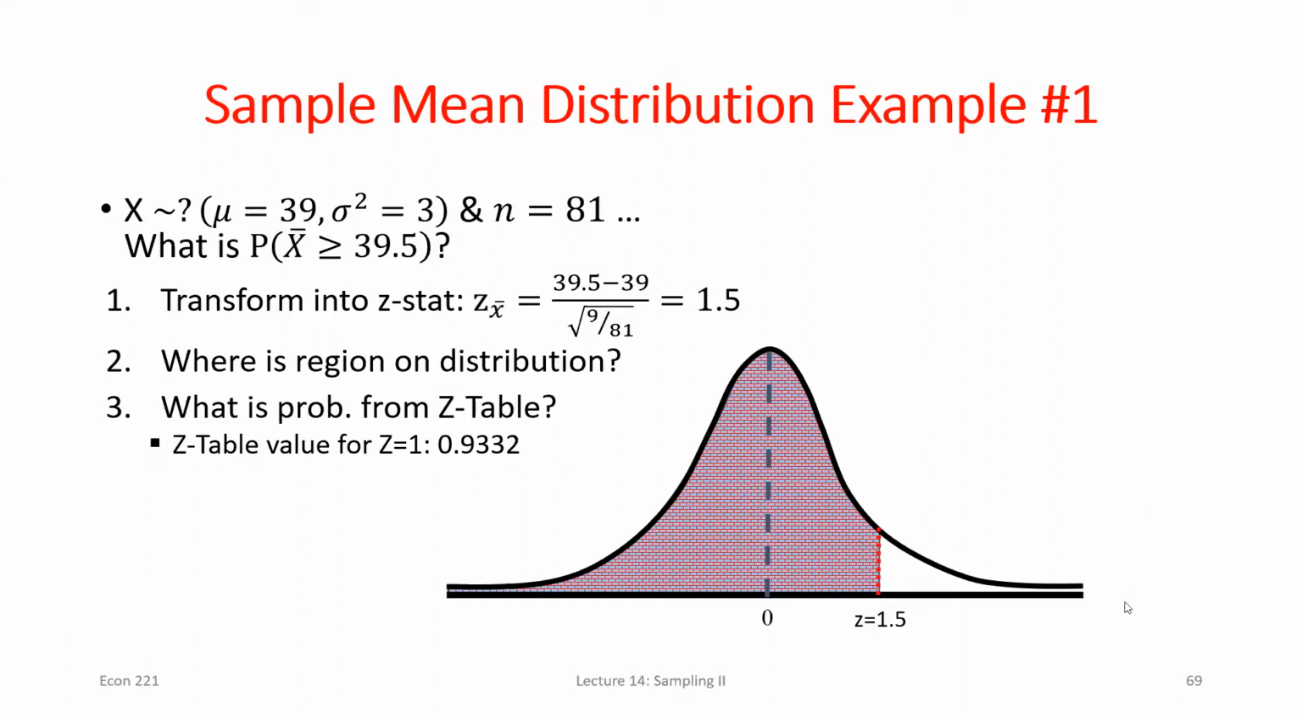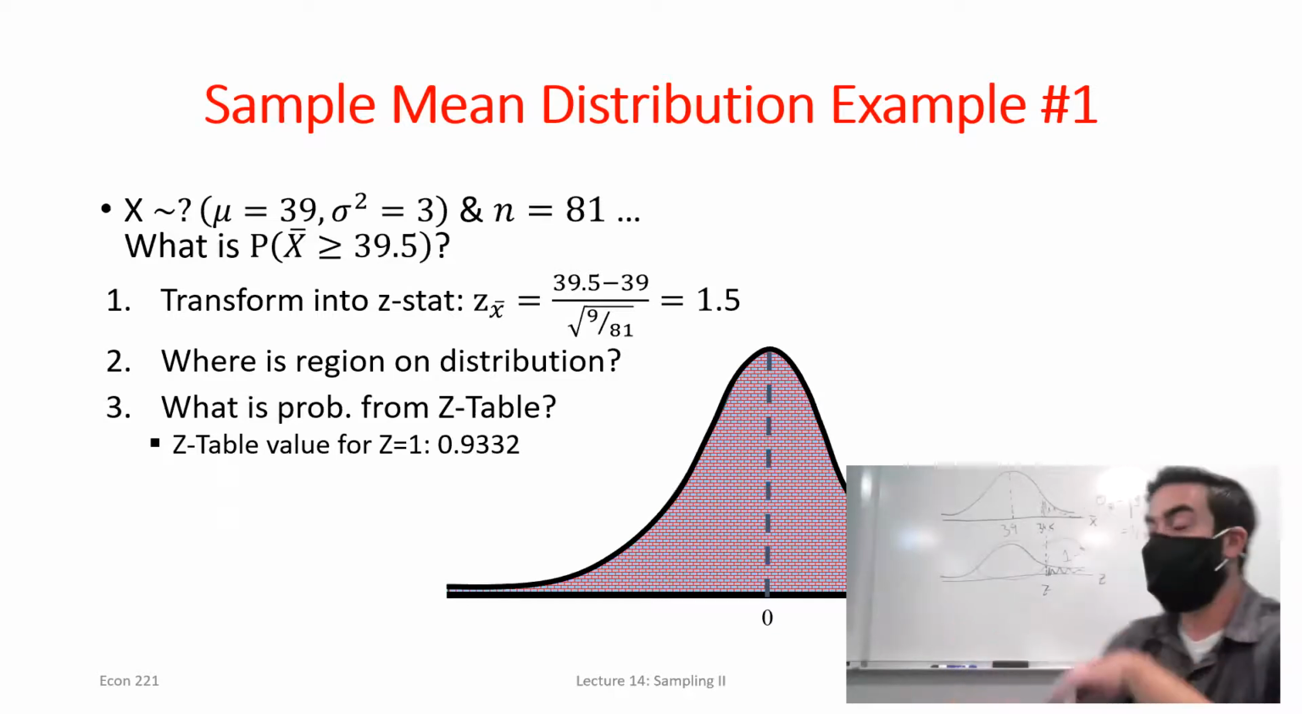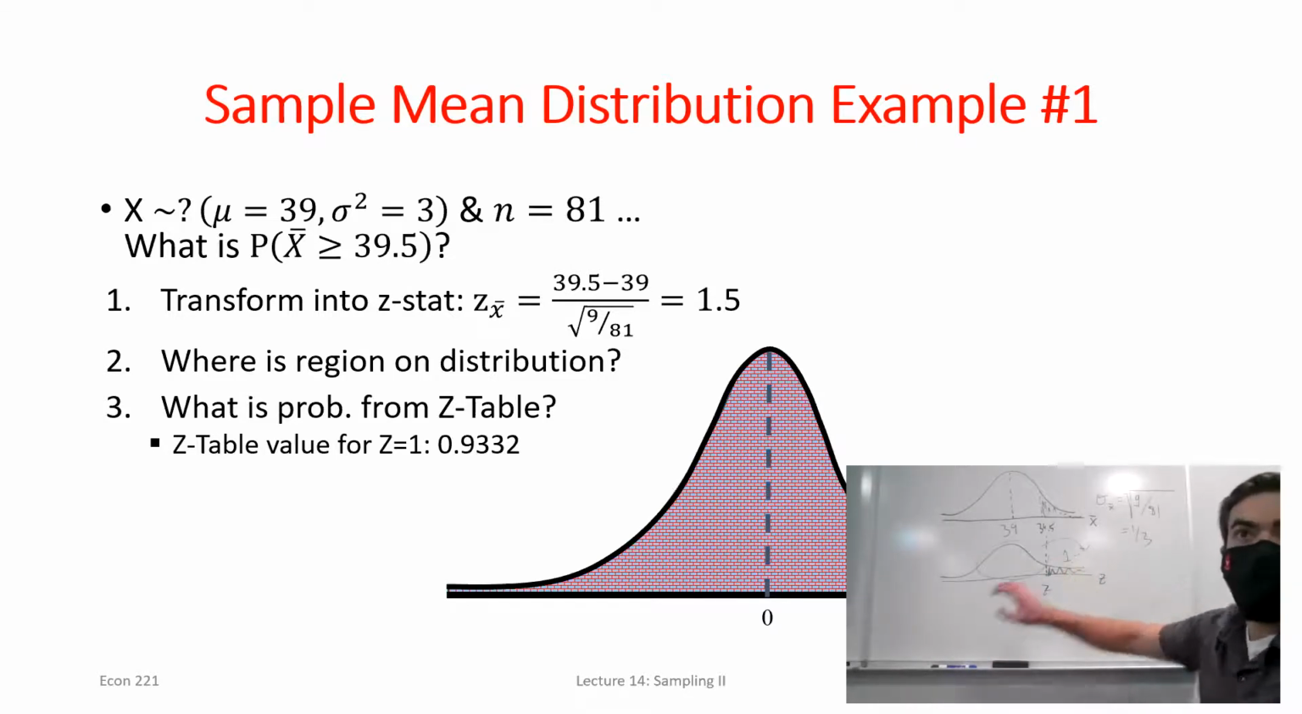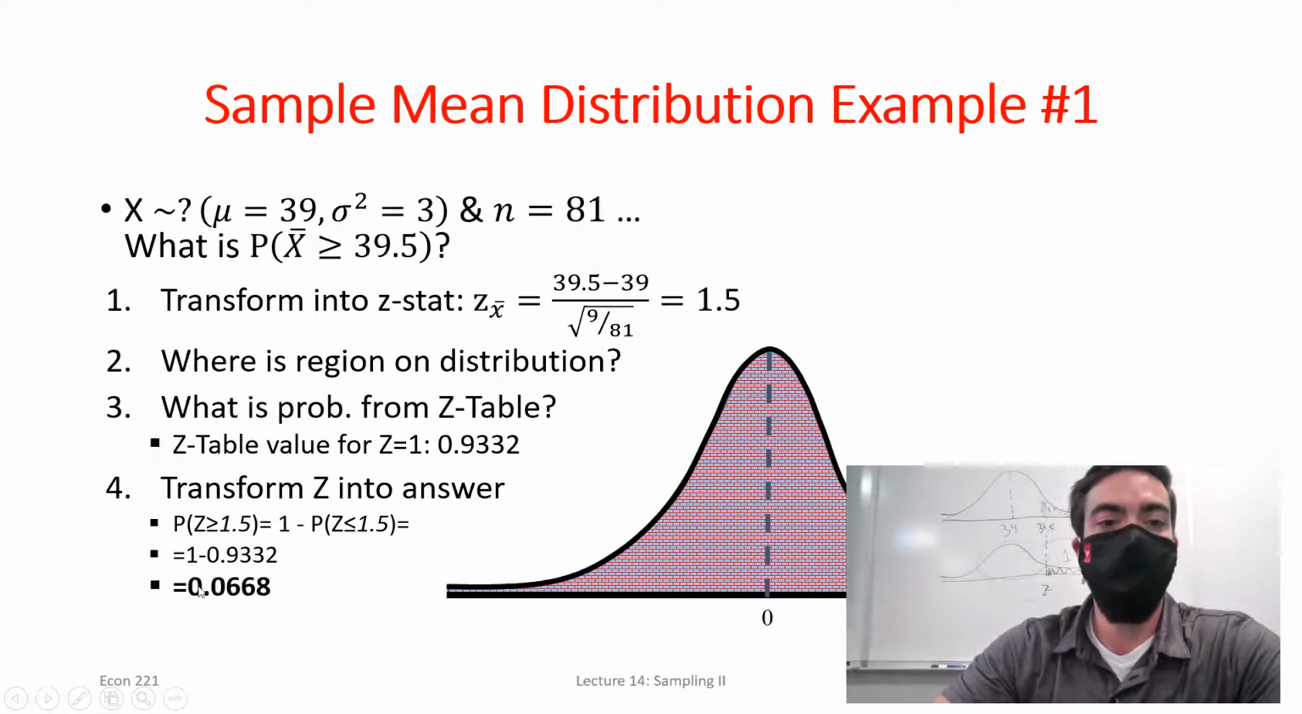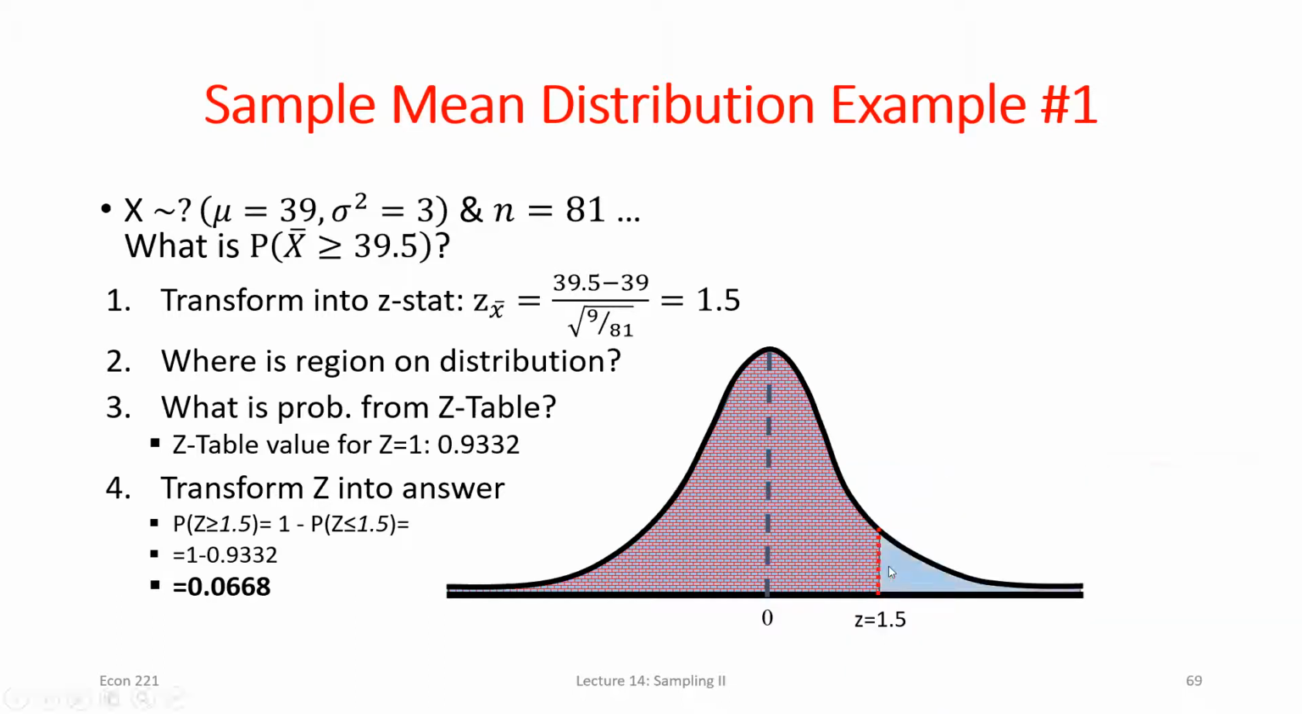But what we wanted, remember originally, was the area to the right. So I then needed to subtract that from 1, and I get that probability of 0.0668 for that area to the right of that z-score.